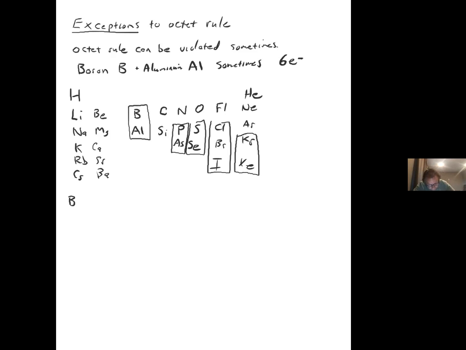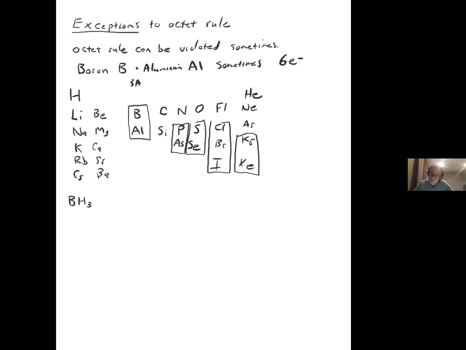BH3. There's no way to draw the Lewis structure here where boron has 8. It can only have 6. And let me show you why. Boron is element number 5, but it's actually in column 3A. So that means it has 3 valence electrons, 2s2, 2p1. So boron has 3 electrons.